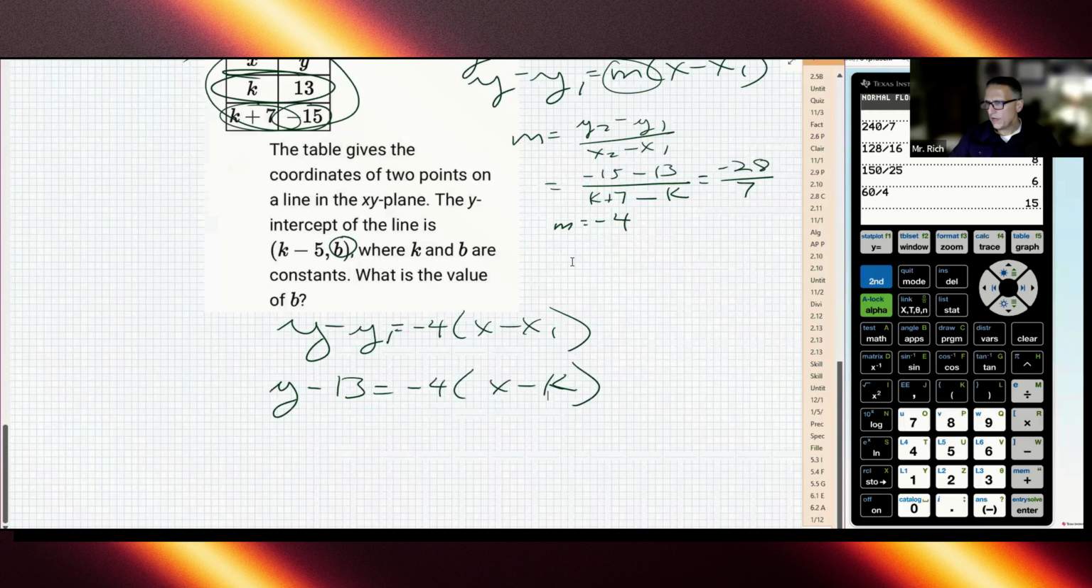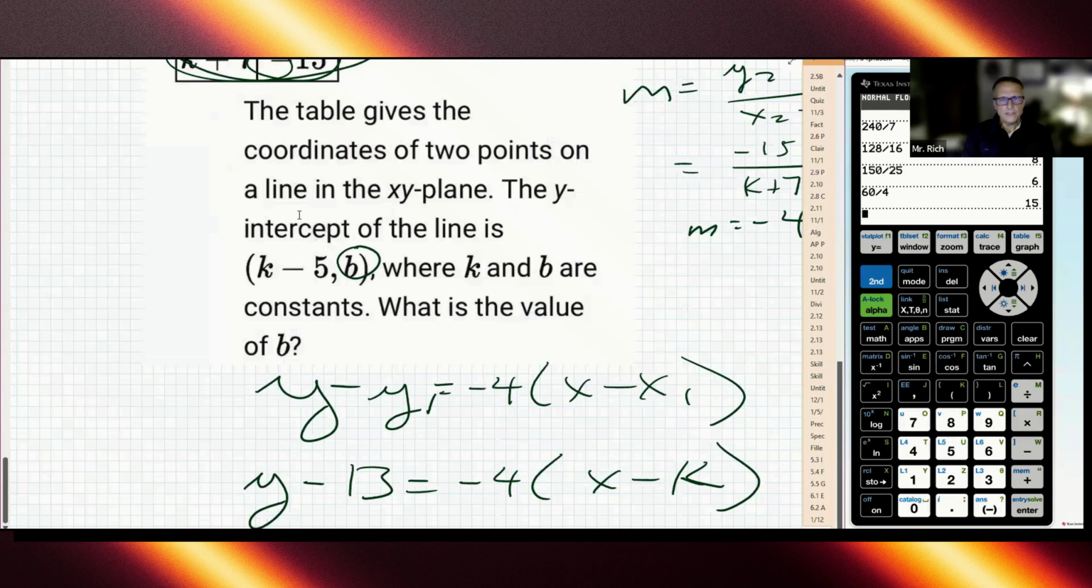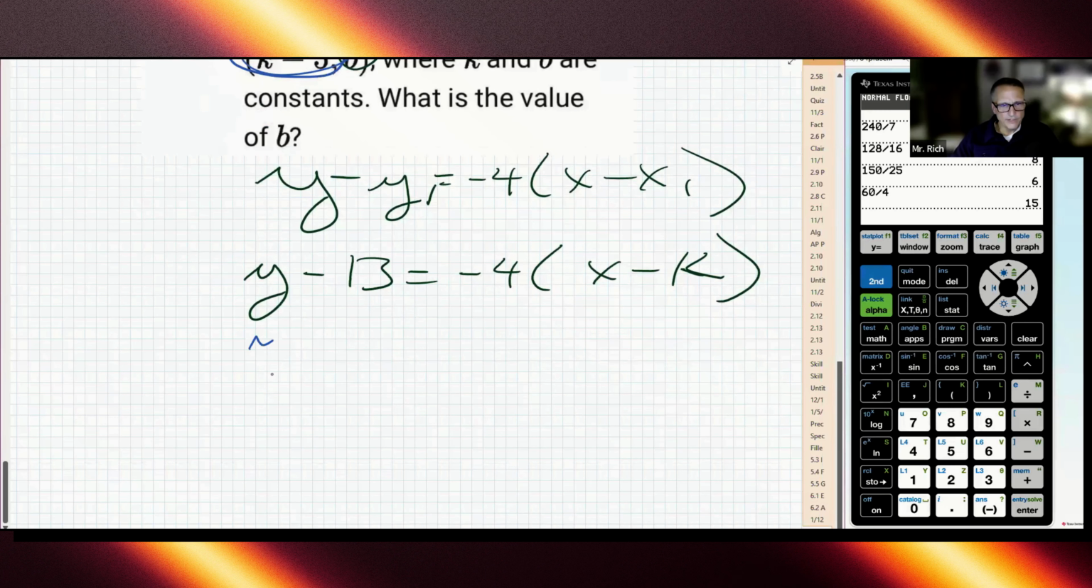All right, I want you to take a look at this and say, you know what? I think I know what k is. They told me that the y-intercept of the line is k minus 5 comma b. Well, isn't the x value for a y-intercept 0? Has to be. k has to be 5, because if you tell me the y-intercept is something comma b, that has to be 0. So k is 5. So I actually know the entire equation for the line, as it turns out. y minus 13 is equal to negative 4 times x minus 5.